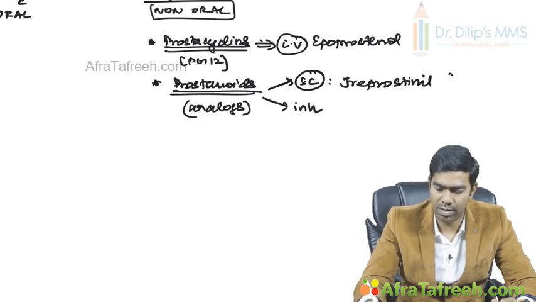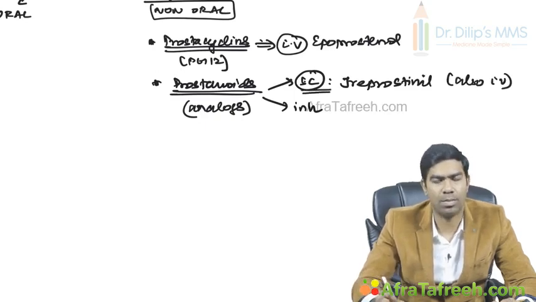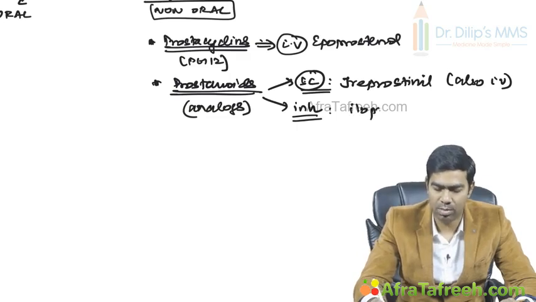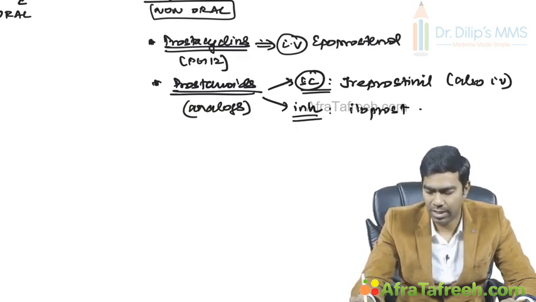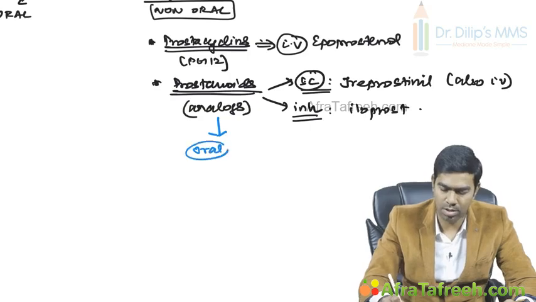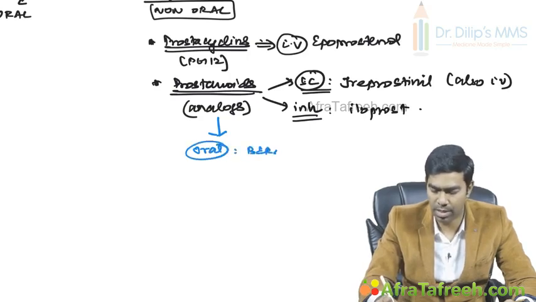Remember, treprostinil is available also as IV. So it's not only subcutaneous, but subcutaneous is commonly used. And as an inhaled drug, you have something called iloprost. Iloprost is an inhaled drug. But recently, many other advancements have come. We have an oral prostanoid also in the form of beraprost. This is a recent advance.